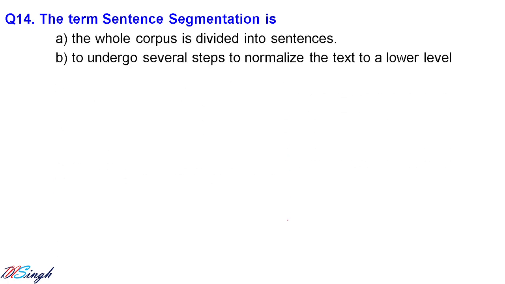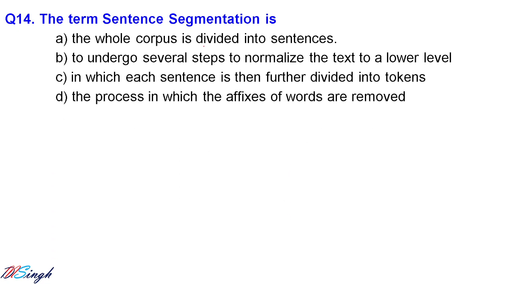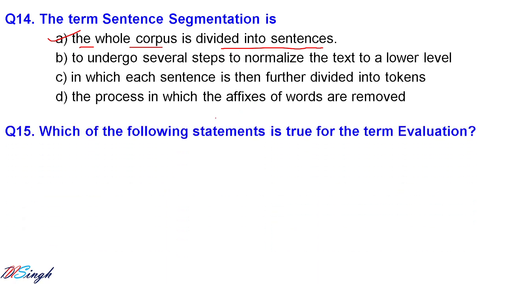The term sentence segmentation is, okay, so there are 4 options. The whole corpus is divided into sentences. Yes, in sentence segmentation, we will take the whole text and divide it into sentences, and the whole text is called what? Corpus. So this option A is correct. To undergo several steps to normalize the text at a lower level, that is wrong. That is called change case. In which each sentence is then further divided into tokens, it is called tokenization. The process in which the affixes of the words are removed is called what? Stemming.